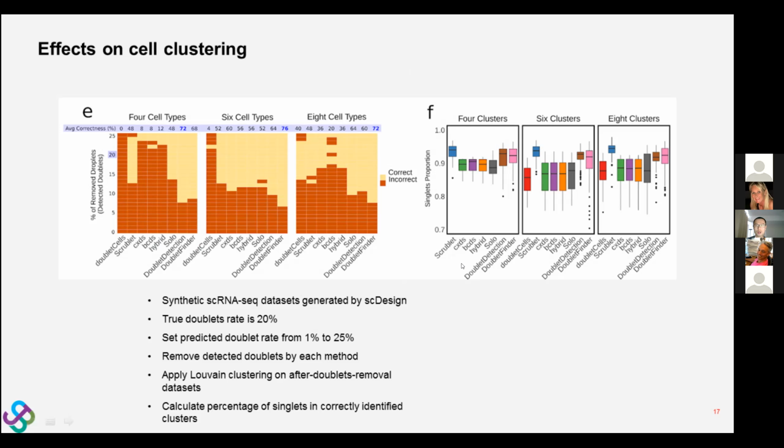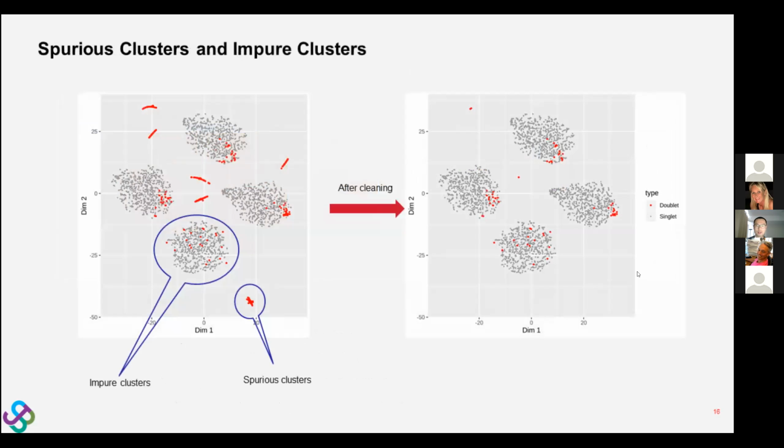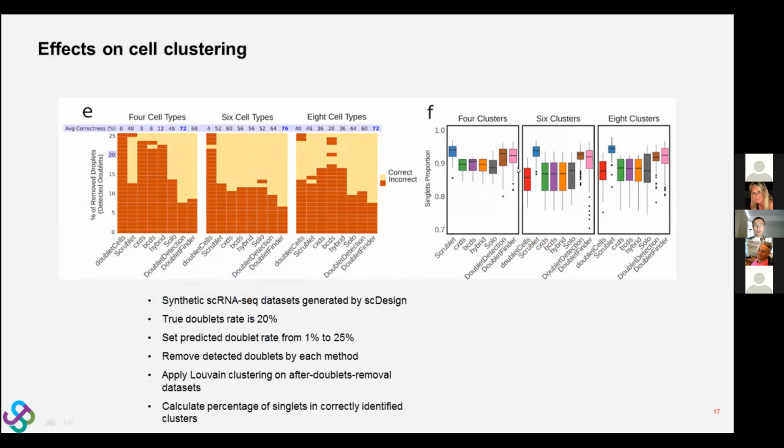And this figure shows, among those correctly identified clusters, the proportion of singlets, which means among all those gray clusters, you want the gray ones, the correct singlets, to be as many as possible. So still, these 2 methods perform better, but we also found Scrublet performs well in this study. Even if it did not give us the most correct number of clusters, it can actually remove many of those doublets from the true clusters.